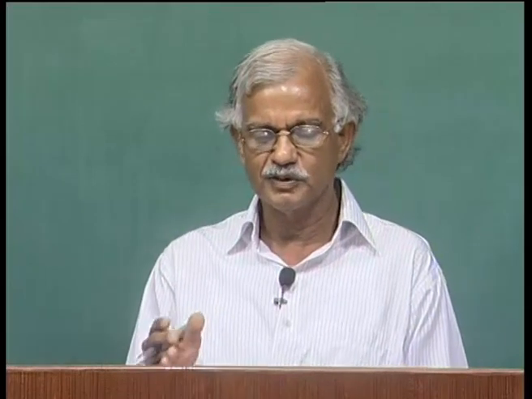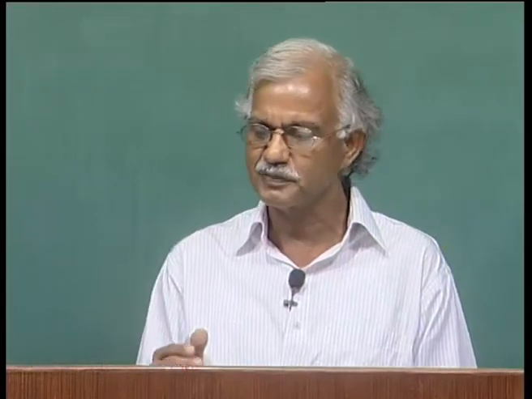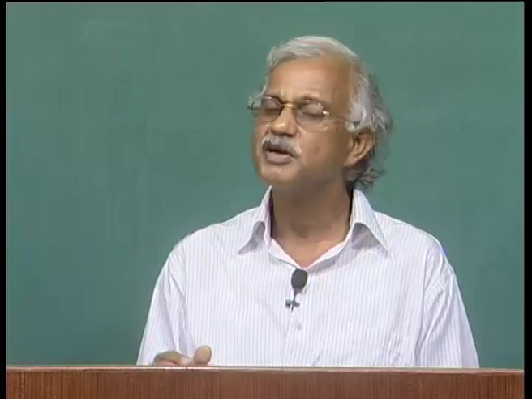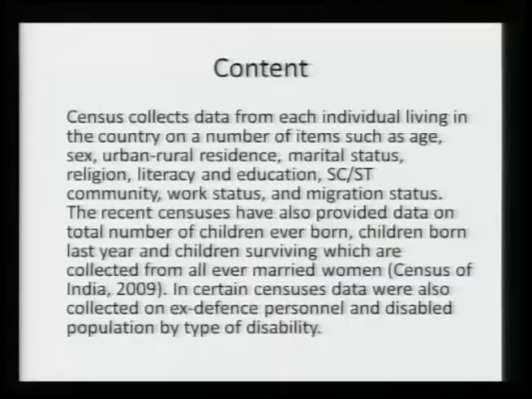So, in the individual slip we ask a question on age in completed years, what is your age, and we can make a single year age distribution, and we can make distributions in age groups. We know about sex distribution, the sex composition of the population, and urban-rural residence: how many people are living in urban areas and how many in rural areas, and in urban areas we can further divide into classes of cities and towns.